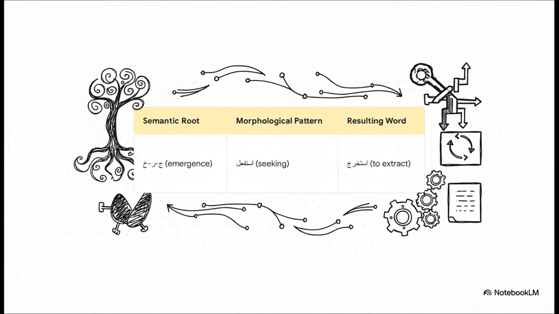So the core mechanic is actually pretty elegant. At the heart of it, you have this idea of a semantic root. Think of it as an abstract concept, which gets combined with a morphological pattern. And this pattern acts almost like a function or an operator in programming. So for example, you can take the root that means something like emergence, apply the pattern that means to seek or cause an action, and boom, you get the word to extract. It's a system that's both predictable and compositional.